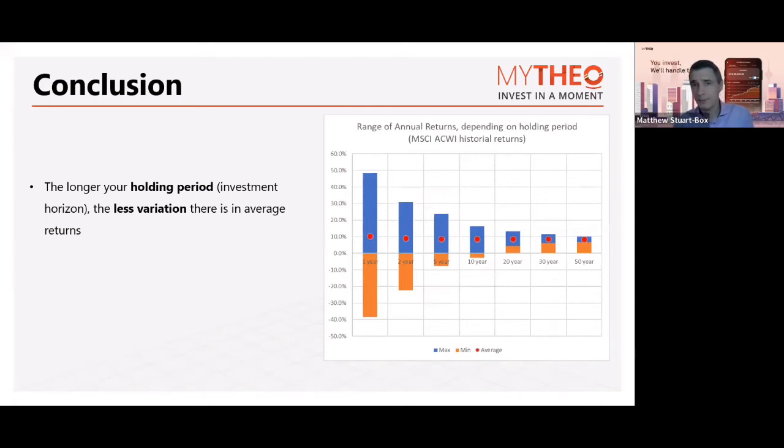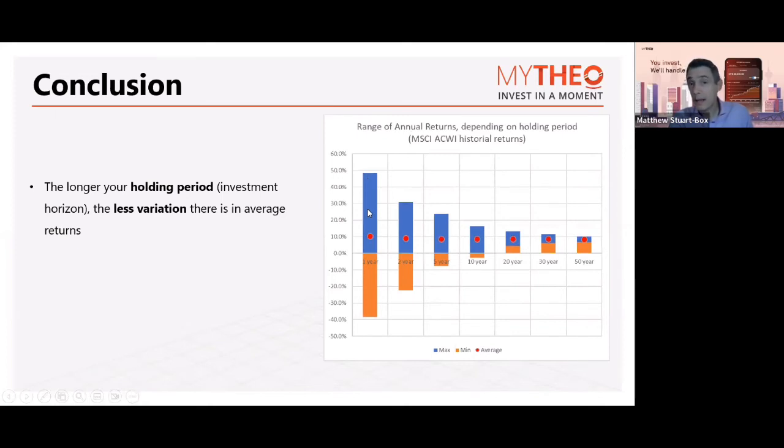your investment horizon. So the left-hand side here is if you were just investing for 1 year, if you were just going to put some money into the MSCI All Countries Index for 1 year, what kind of returns could you expect? Well, the average return for the MSCI All Countries Index is just under 10%. And so that would be what you might expect, and that's that red dot in there. But depending on the year that you choose, you could get very lucky and get a return of nearly 50%.